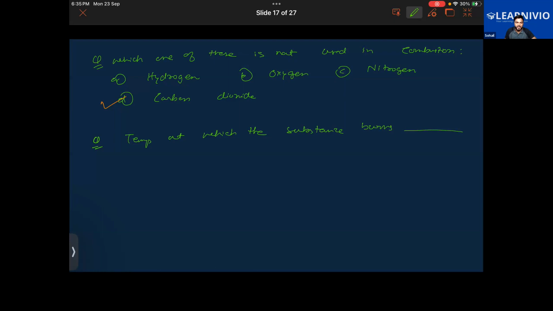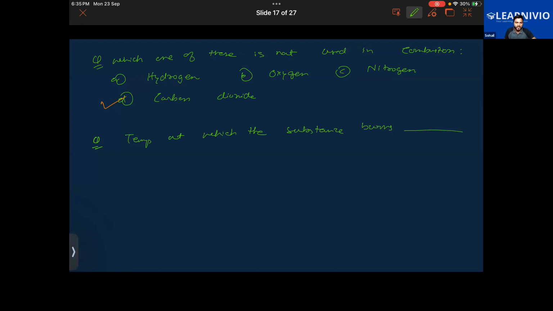It's the lowest heat a substance can give off fire. No. One of you continue. The lowest temperature at which a substance catches fire is called ignition temperature.